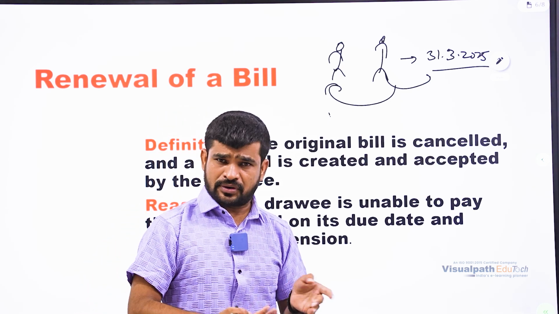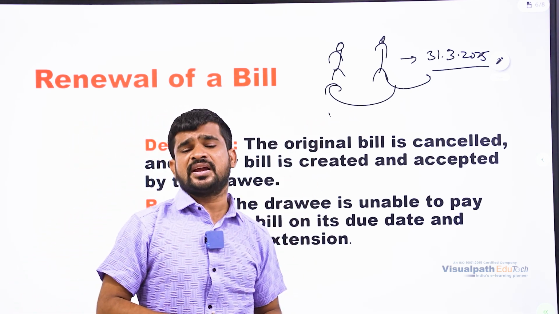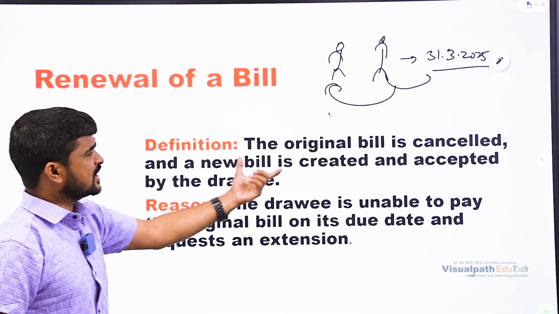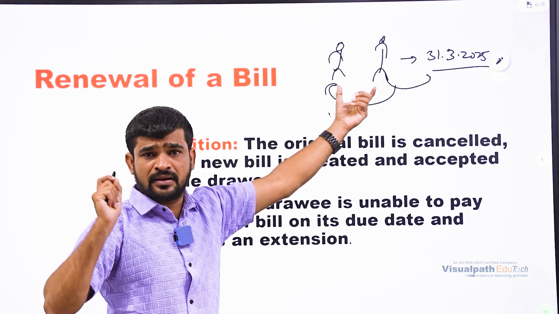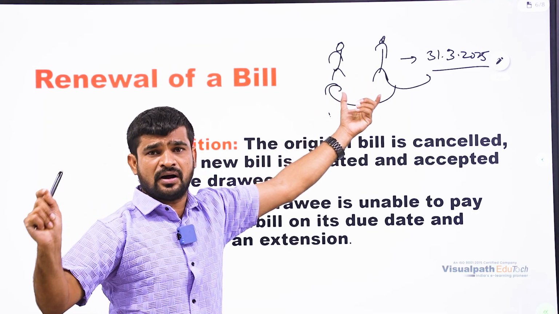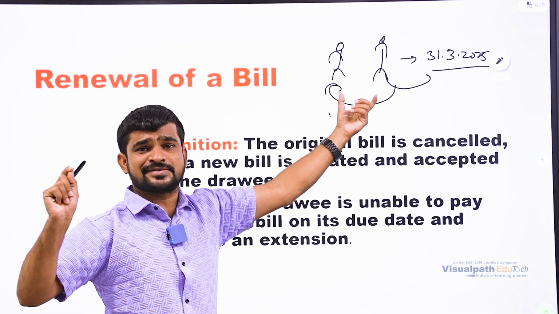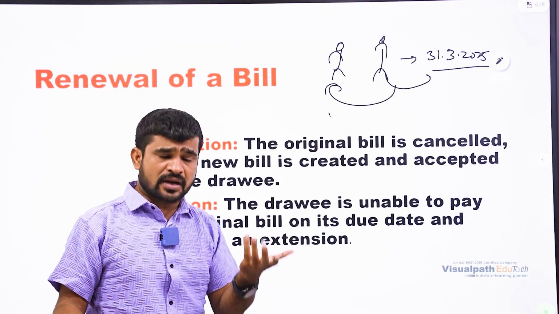With the interest or noting charges and different terms and conditions, that recreation of the bill is called renewal of bill. Let's see the definition here. The original bill is cancelled. Obviously, the bill will be cancelled whenever the date is reached. Whenever they come to the maturity date, the bill will be dishonored if the payment is not made. Obviously, he is unable to make the payment. That's why he is requesting for renewal of bill.